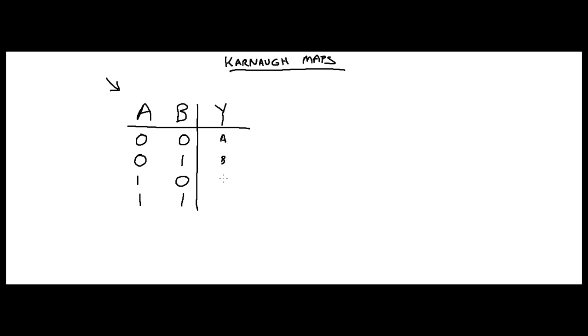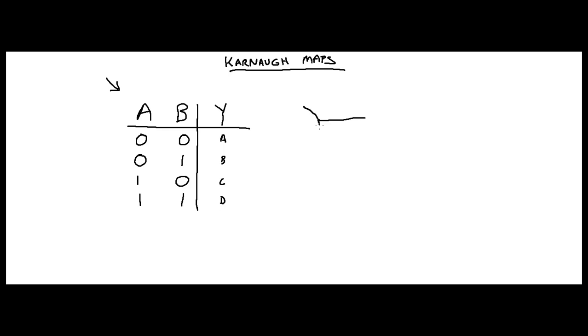B, C, and D. Okay, now look, A can be 0 or 1, B can be 0 or 1, C can be 0 or 1, and D can be 0 or 1. But I'm just using them as variables now, and I'm doing that for a reason. I want to show you how to fill out a Karnaugh map from a truth table, alright?